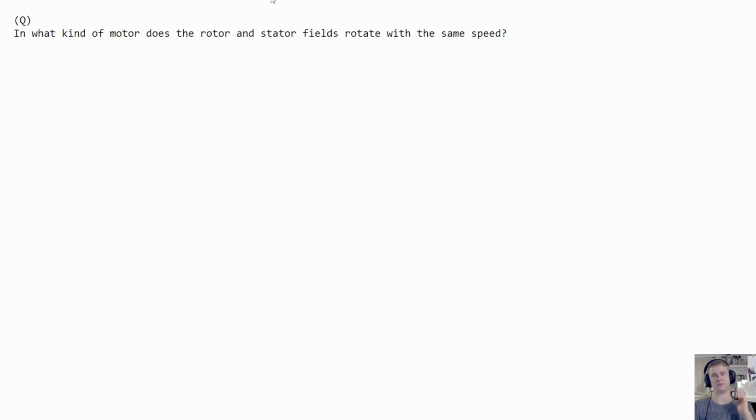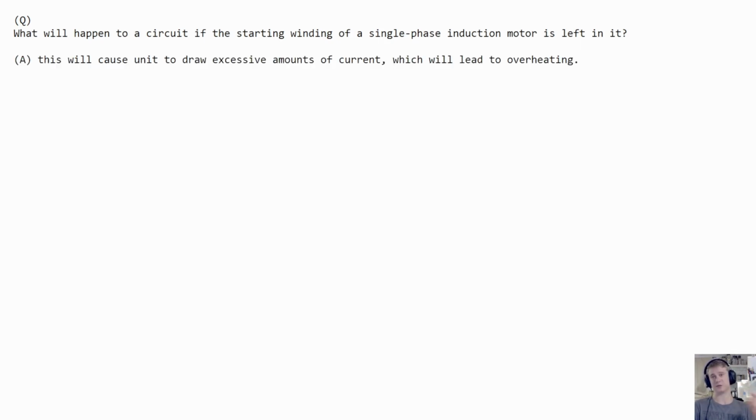Next, in what kind of motor do the rotor and stator fields rotate with the same speed? And this is in the name, this is a synchronous motor. Next, what will happen to a circuit if the starting winding of a single-phase induction motor is left in? This will cause the unit to draw excessive amounts of current, which will lead to overheating.